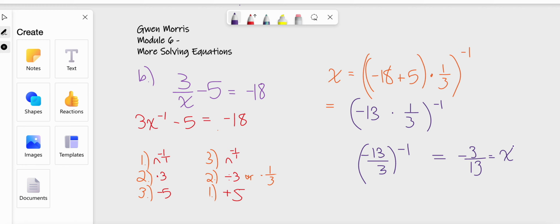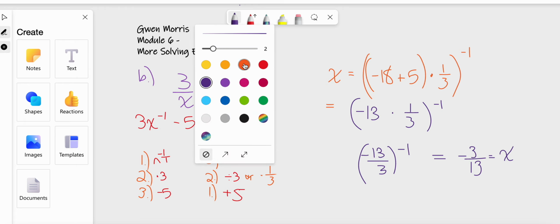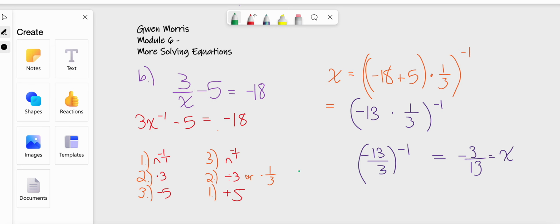I want to plug this in and make sure I did it right. Well, substitute, I should say. Let's do green. I haven't used that yet. All right. So I have 3 divided by negative 3 over 13, minus 5.